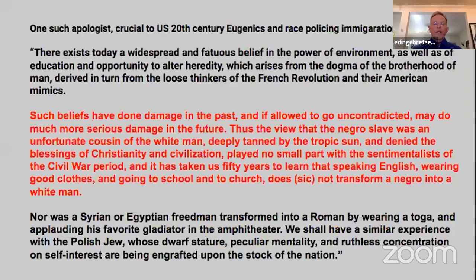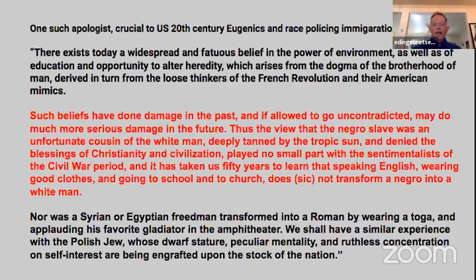One such apologist, particular to American practice, who should be better known, and is crucial to US 20th-century eugenics, immigration, and race policing policies, and that's why he's important: Madison Grant, The Passing of the Great Race, in 1915. If you're a reader of F. Scott Fitzgerald and you read The Great Gatsby, you're going to come to a place where the bully of the bunch, Tom Buchanan, refers to those kinds of people, and he talks about that. Madison Grant's The Passing of the Great Race talks about it.